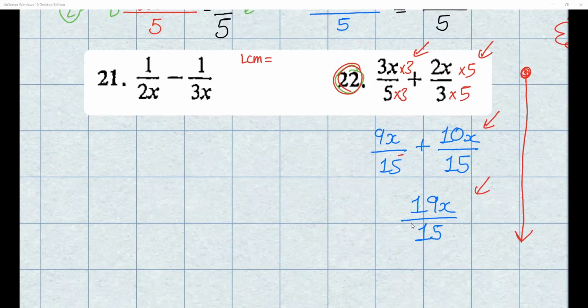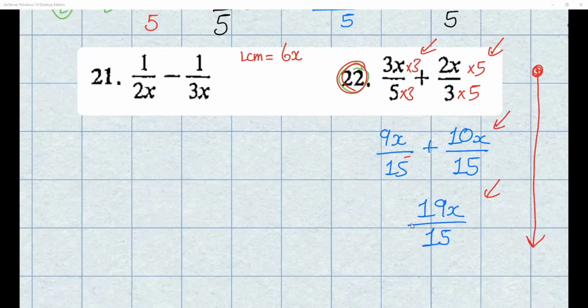What's the lowest common multiple of 2x and 3x? 6x. Yeah, fantastic. It's not 6x squared, it's 6x. Beautiful, well spoken there. So, how do I make the bottoms into 6x then? You times the 2 by 3 and the 3 by 2. So you times this one by 3 and that one by 2. And is that it now? No, you do the same to the top that you do to the bottom.